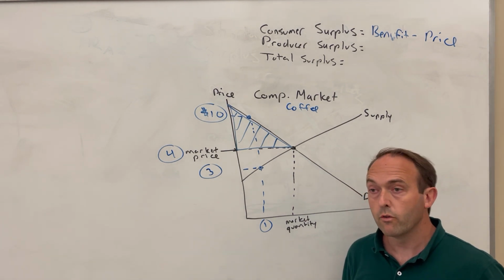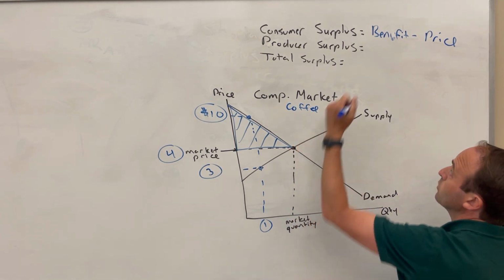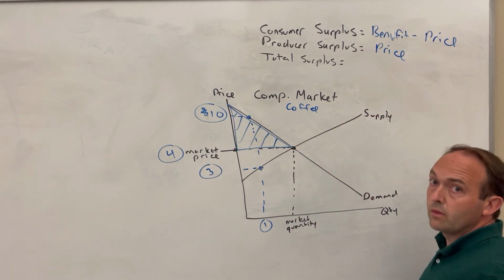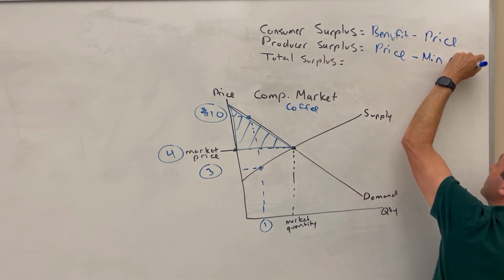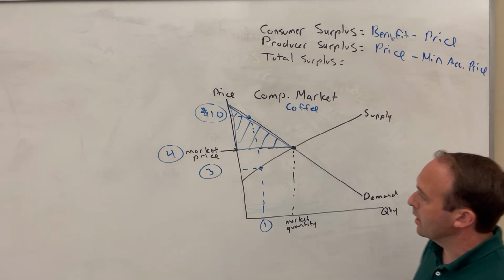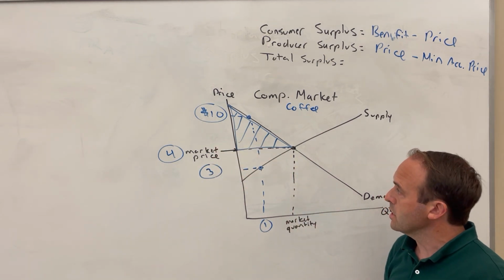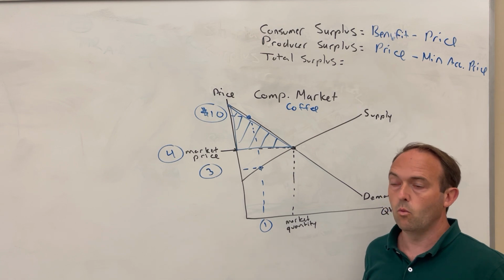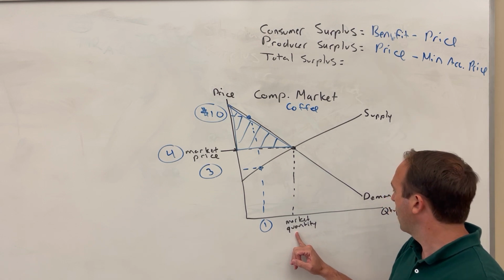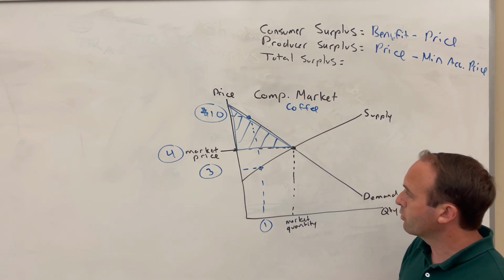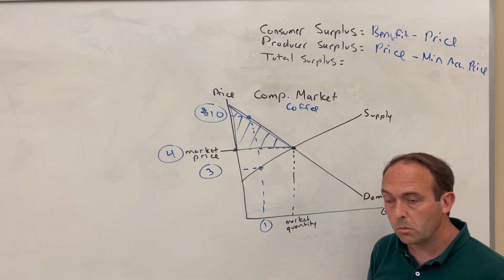Okay? So for that one cup of coffee, the producer surplus is going to be equal to the price that they actually sell it for minus the minimum acceptable price, which I'm saying is $3, right? So for this one cup of coffee, the difference between 4 and 3, $1, is their producer surplus. Now, we know they're going to sell the market quantity number of cups of coffee based on our equilibrium point. So the producer surplus from all of the units that they're going to sell is also going to be a triangle shape.